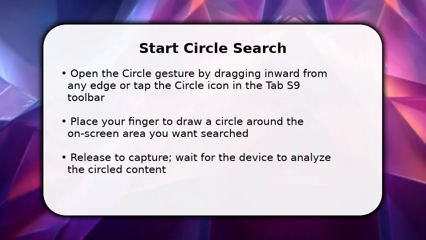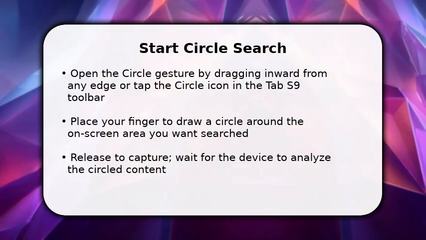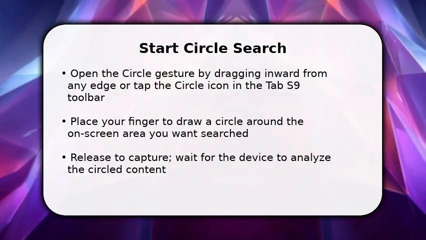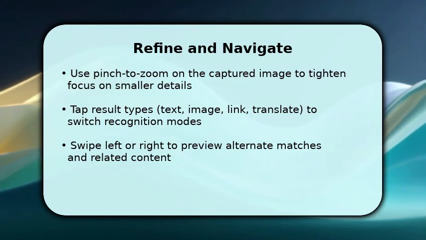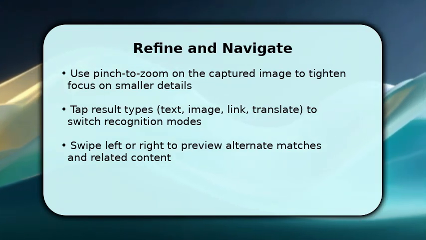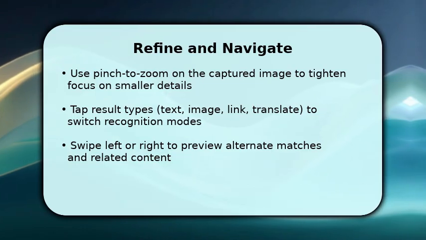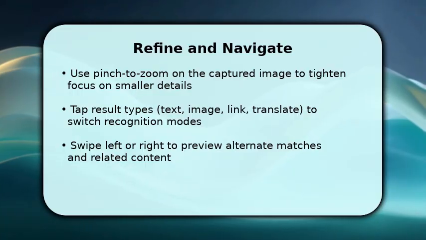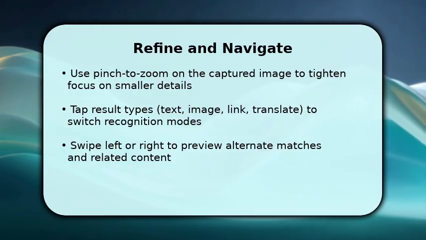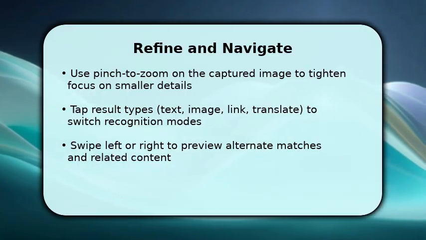Make sure your circle encloses only the relevant area to avoid noisy results, because a well-framed selection speeds recognition and improves accuracy. After capture, you refine results by zooming and selecting the recognition mode. This changes how the Tab S9 interprets the circled content. For text-heavy areas, tap the text mode to enable OCR and editable selections. For objects or places, choose image or info modes to surface relevant links.